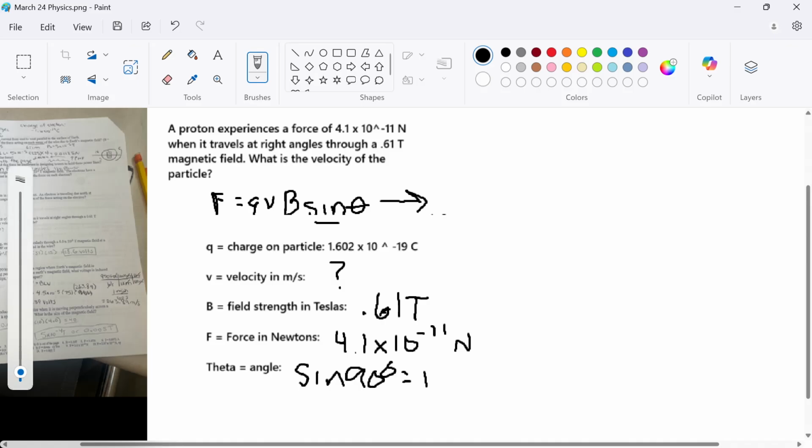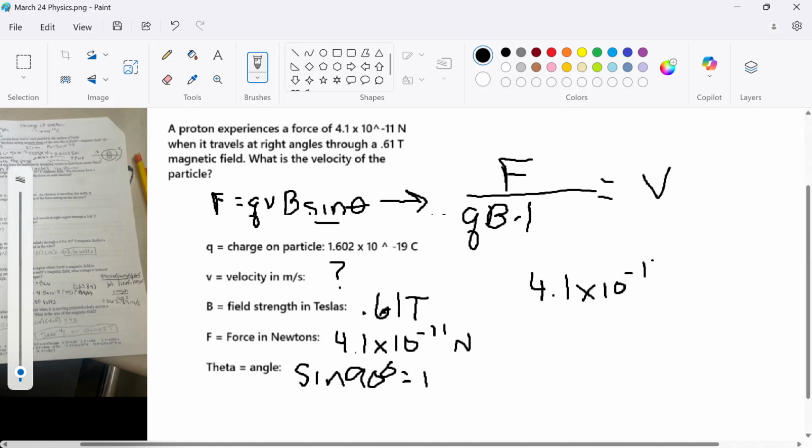I will divide both sides by Q and B and sine theta. So force divided by Q times B times sine theta, sine of 90 is 1, times 1. I can write it, but I don't have to write it, equals the velocity. So now I just plug in the numbers. The force is 4.1 times 10 to the negative 11th. And again, if I've read any of these numbers wrong, just put in the right numbers.